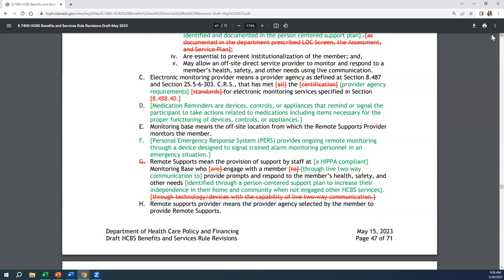The medication reminders to take. I mean, I think you could stop it after medication. That just again seems confusing. And the PERS systems are not always sent to a training center. Alarm monitoring personnel, sometimes they're set up to directly call people like friends and family. And then my question with remote supports is, does that mean you can't have a remote support provided from the home of a provider to another client if that's what they both want? Because a home isn't going to be HIPAA compliant, whatever that means.